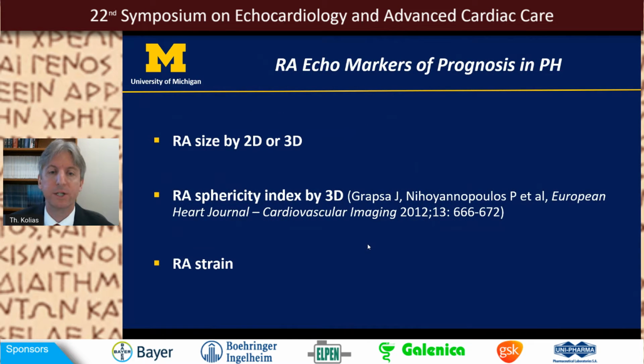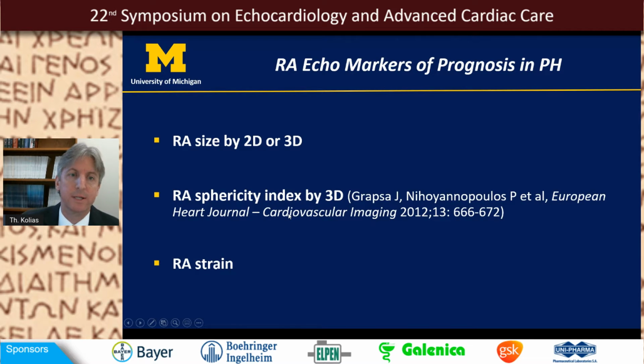Now, it's not just the right ventricle that can be useful in predicting outcome, but the right atrium can also be helpful when we assess them for echo markers of prognosis. The right atrial echo markers that can be helpful in pulmonary hypertension include right atrial size, determined by either two-dimensional or three-dimensional echo. And in addition, in this study published by Julia Grapsa and Petros Nihoyanopoulos several years ago, they found that right atrial sphericity index by three-dimensional echo was also associated with outcome in patients with pulmonary hypertension.